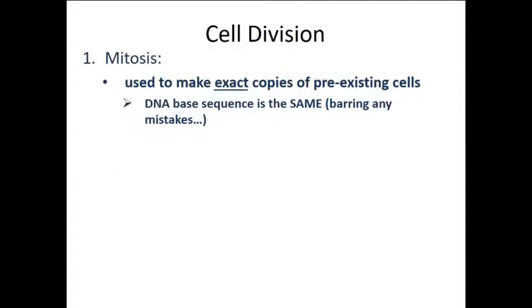All right, so mitosis is used to make exact copies of pre-existing cells. So when I mean exact, I mean that the DNA base sequence is the same in the new cells as in the starting cell. By the way, the starting cell is called the parent cell, and the new cells that are made are called the daughter cells.